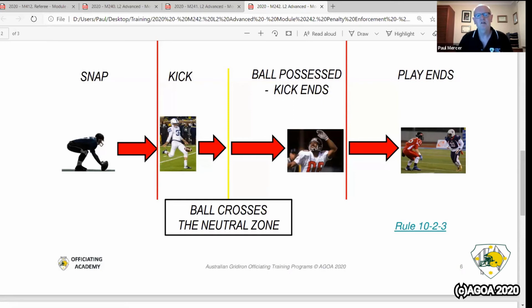And make your signals slow and sure, make them crisp and make them big. Don't rush them. Let everybody be under no misapprehension about what you're signaling. Again, it inspires confidence in you, because it shows you're confident in your signals, you're confident in your announcement. You may not be, but it's all about making everybody else believe that you are.